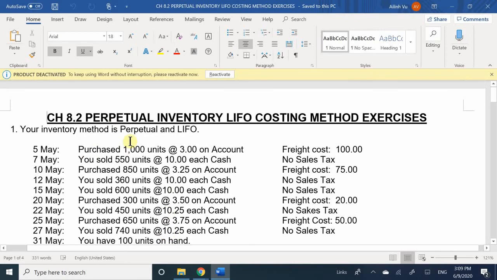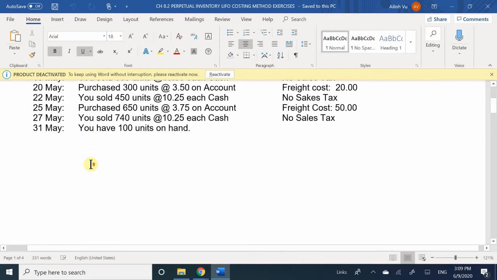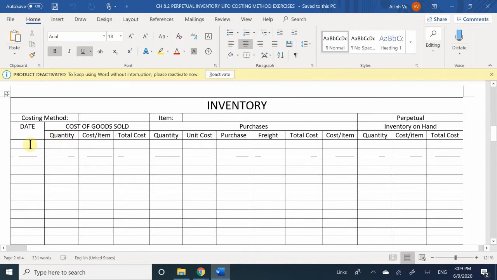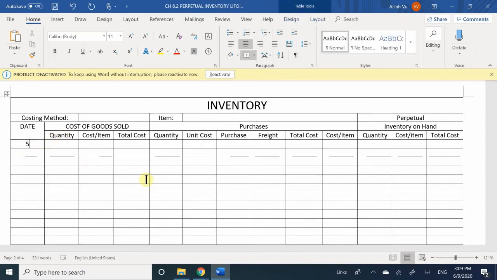So again, May 5th is here. What did we do on May 5th? We purchased 1,000 units at a $3 unit cost, which is a purchase cost of 3,000, and freight of 100, for a total cost of 3,100. It was on May 5th, correct? May 5th, okay. We bought 1,000 items for $3 each, and our freight was 100.